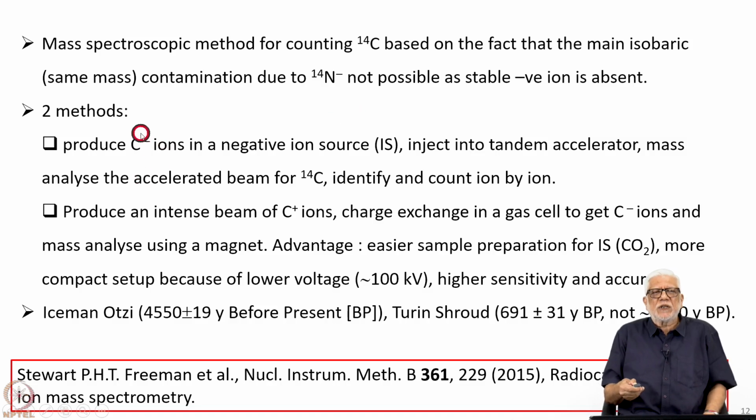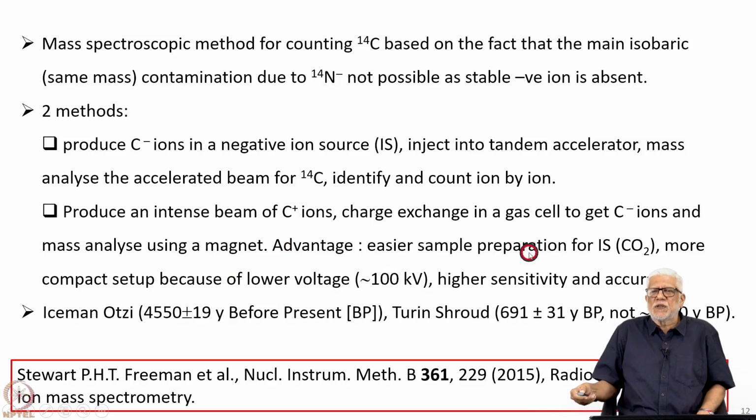So there are these two methods. One is to produce carbon negative ions in a negative ion source, inject them into a tandem, mass analyze the accelerated beam for carbon 14 after, of course, stripping the electrons in a stripper in the tandem high voltage terminal, and then identify and count ion by ion. The other way is you can produce an intense beam of positive ions of carbon, do a charge exchange to get carbon negative ions, and then mass analyze using a magnet.